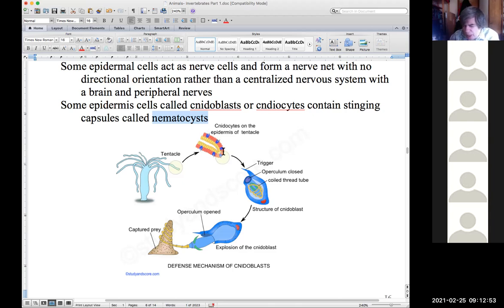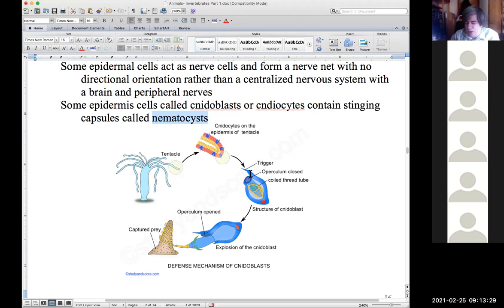So if we look at the tentacle, here's the tentacle, and these red cells represent different types of epidermis cells. And then the blue cells in here are these cnidoblasts, or cnidocytes. So if we magnify one of these, we see that there's a couple of parts to this cell. There's a trigger structure. If the prey organism bumps up against this, the cnidoblast is going to sting it.